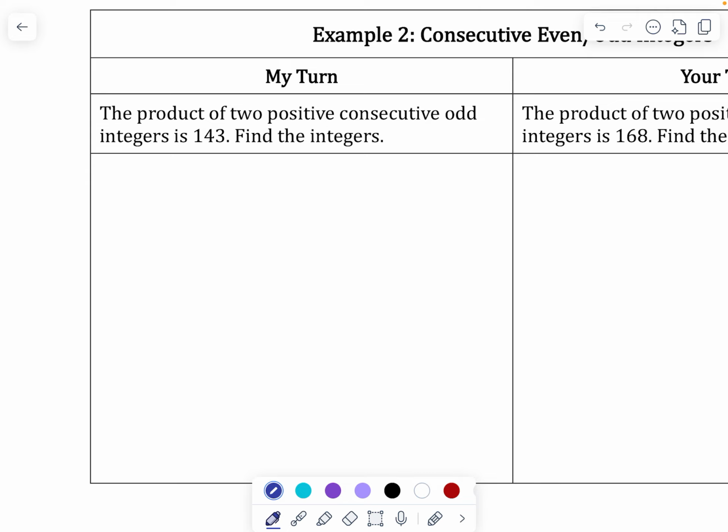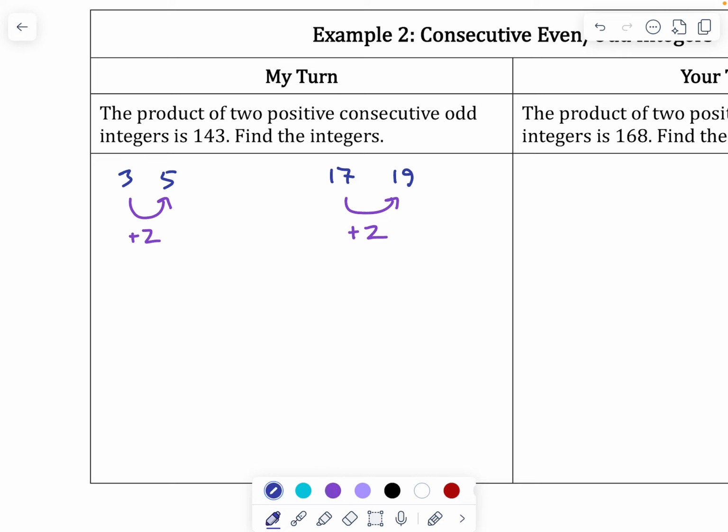Okay, let's make sure we understand what's happening here. Some consecutive odd integers might be 3 and 5. Those are consecutive and they're odd. Another pair would be 17 and 19. The important part here, though, is realizing that to get from 3 to 5, you need to add 2, or from 17 to 19, you need to add 2. The difference between two consecutive odd integers is going to be 2.